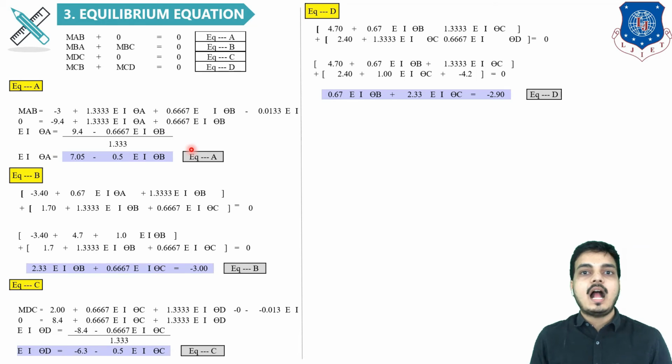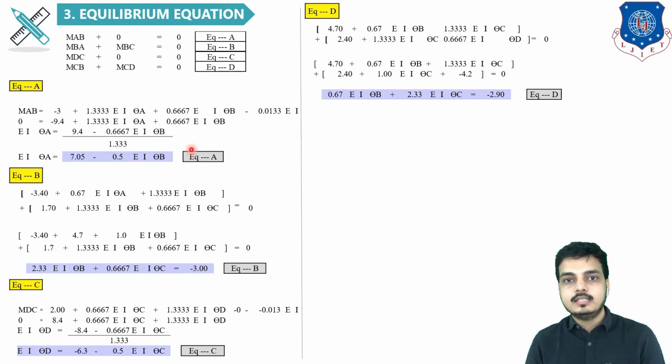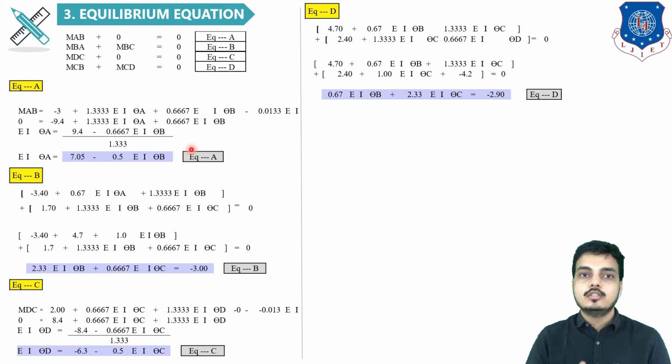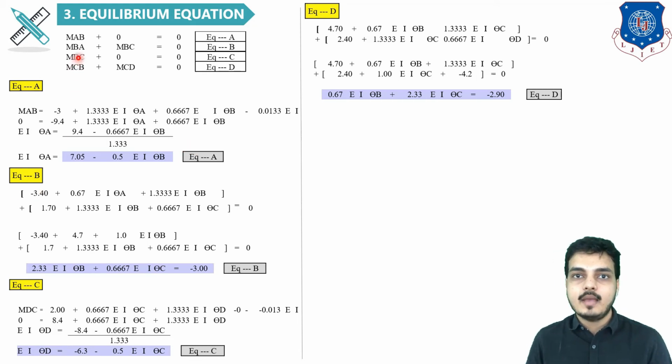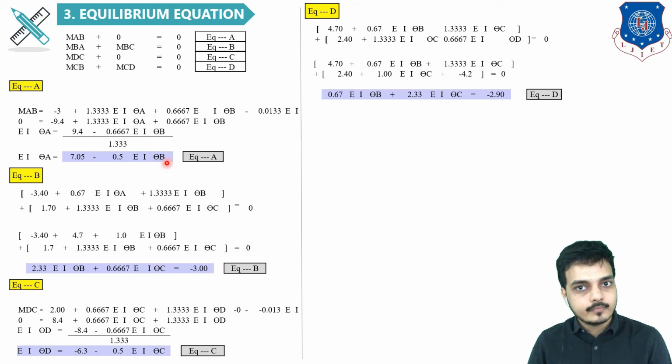Now what I have done over here, I have made EI theta A my unknown. So this EI theta A value I will be putting in the further equation next, which is equation B. You can see, for equation B it is MBA plus MBC equals 0. Now here you can see there are 3 unknowns, theta A, theta B and theta C. So for simplicity or ease of calculation, I have first made EA theta A my unknown in the format of theta B.